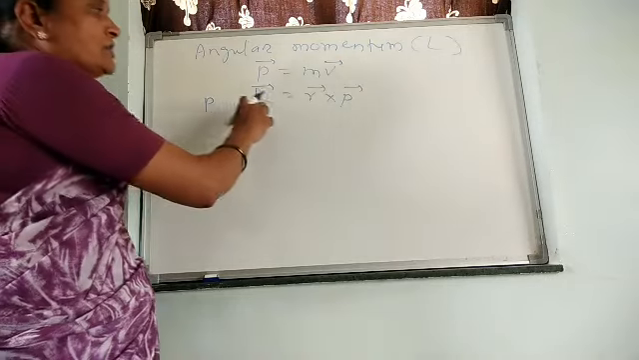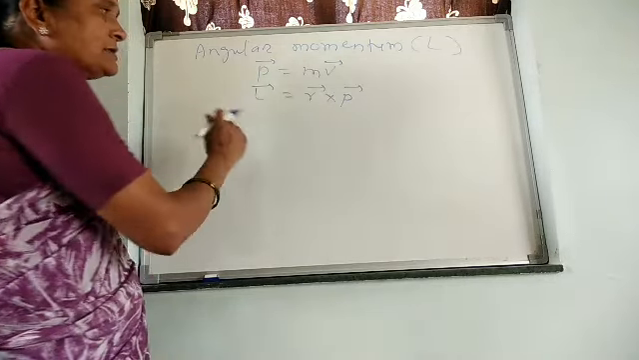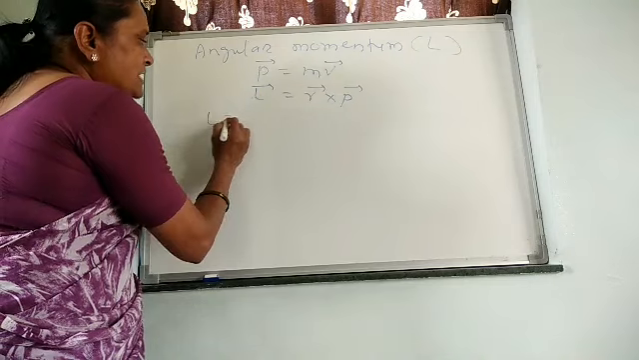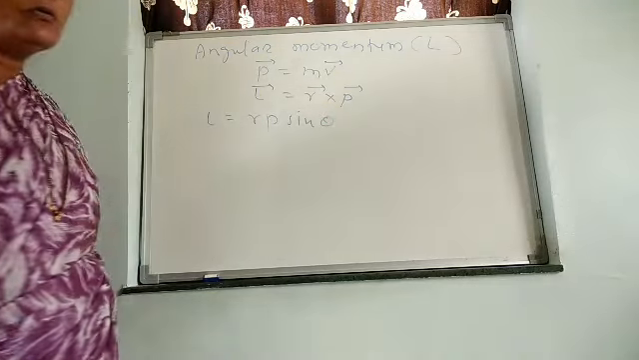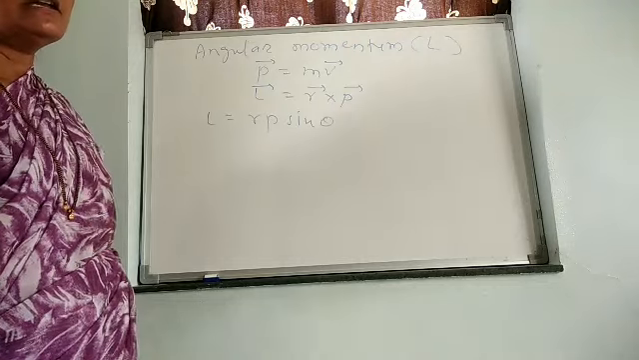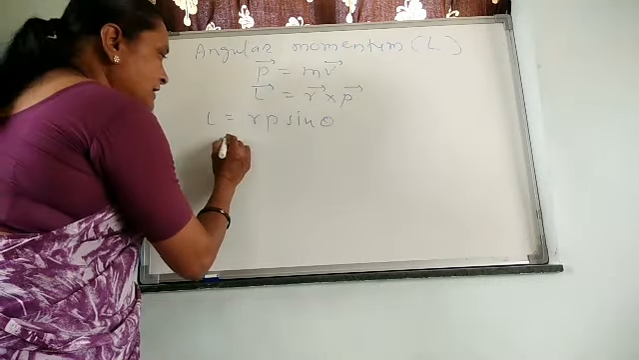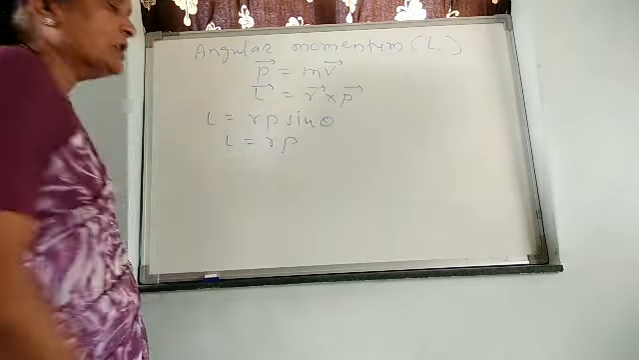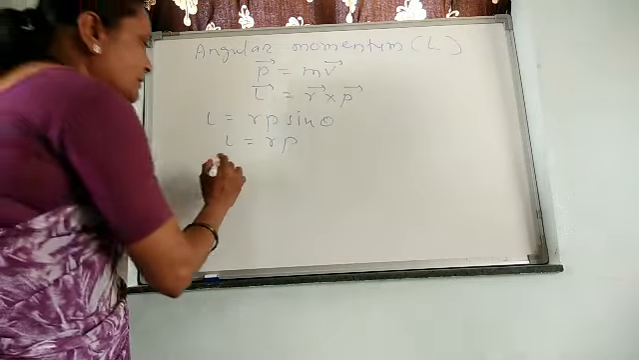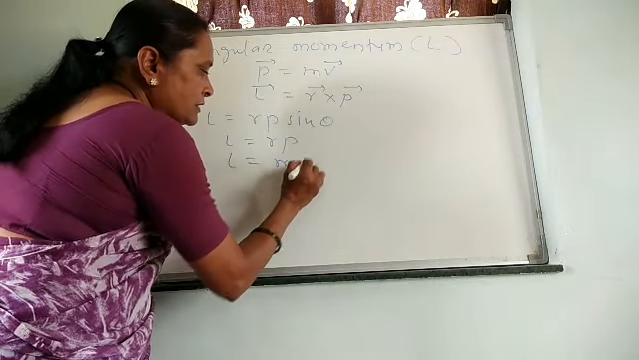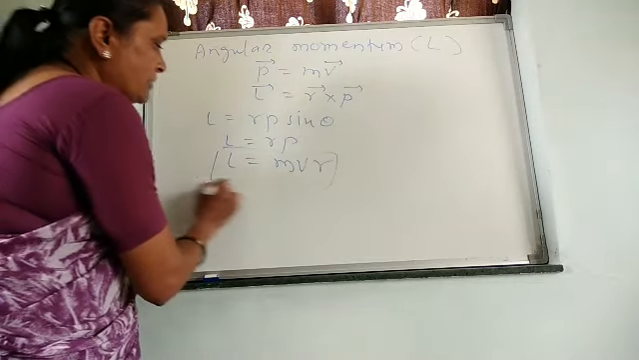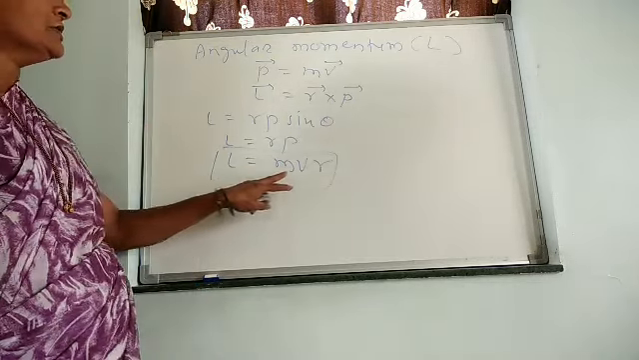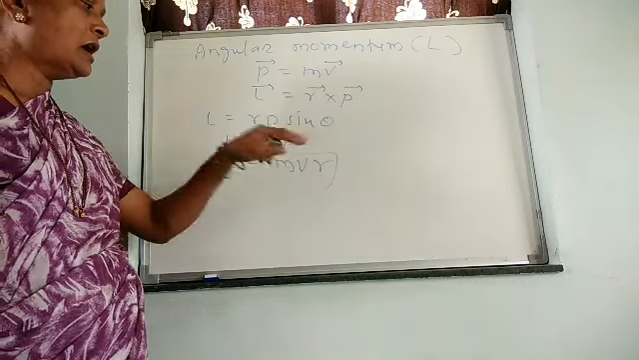Then L is equal to r cross P. In magnitude, we can write angular momentum L is equal to r p sine theta. When the particle performs circular motion, theta is equal to 90 degrees and sine 90 is 1, therefore L is equal to r into P. What is P? It is mv, so L is equal to mvr. This formula is very important. You have to remember this: angular momentum L is equal to mvr.